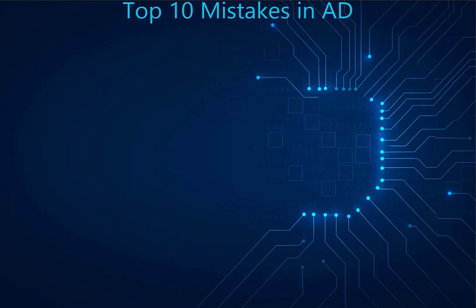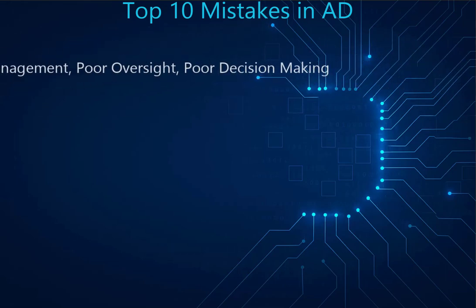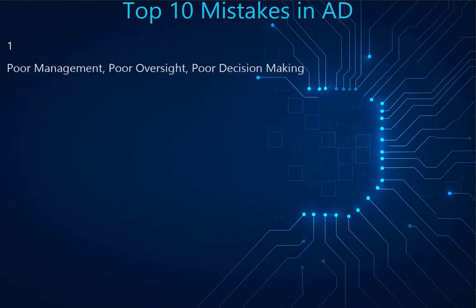And number 1, this is a non-technical, but a management and administrative thing. Number 1, poor management, poor oversight, poor decision-making. This is probably the root cause of a lot of the other technical issues. And I see this in almost every environment at some point. And there are a lot of things that go into this.